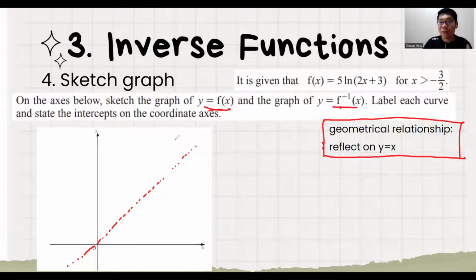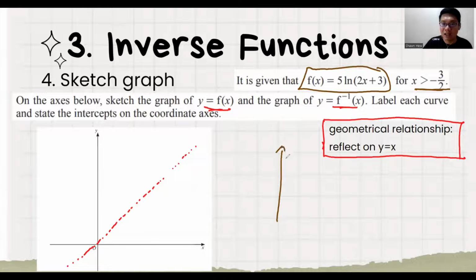Before we draw the inverse graph, we must draw the original graph first. They say this is the original graph and the domain given is x more than -3/2. I usually sketch at the side first. And since the domain is restricted at -3/2, I substitute in f(-3/2), how much is it?